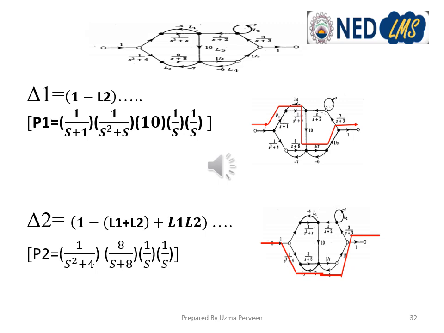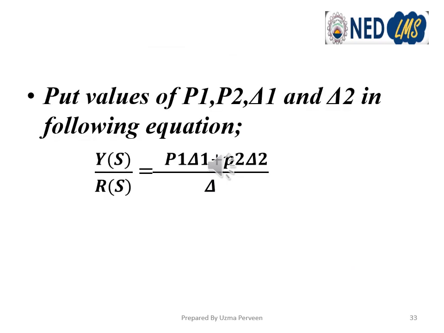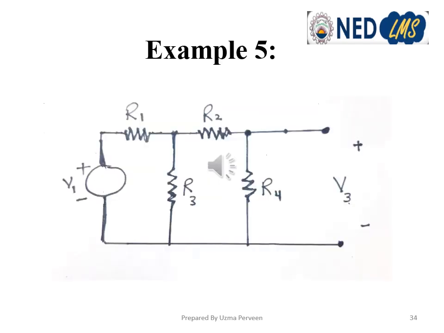Similarly, for del 2, we'll see the forward path P2. L1 and L2 both are non-touching to forward path P2, and the combination L1 L2 is also non-touching. So the formula of del 2 will become 1 minus L1 plus L2 plus L1 L2. So we'll put the values and we'll get the values of del 1 and del 2. Calculating the values of P1, P2, del 1, del 2 and del, we'll just put the values in the formula and we'll get the answer.